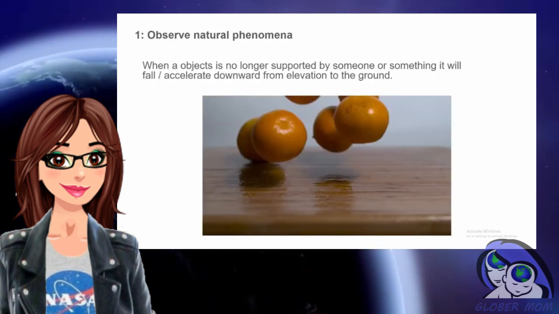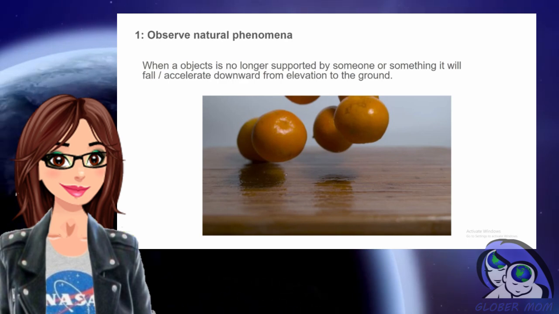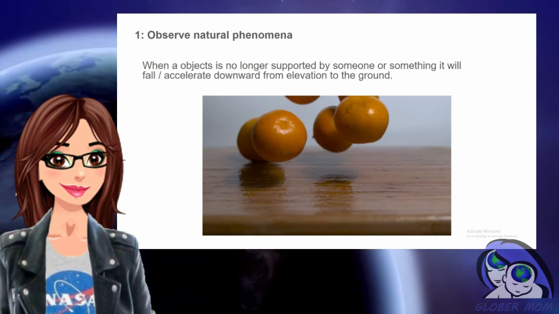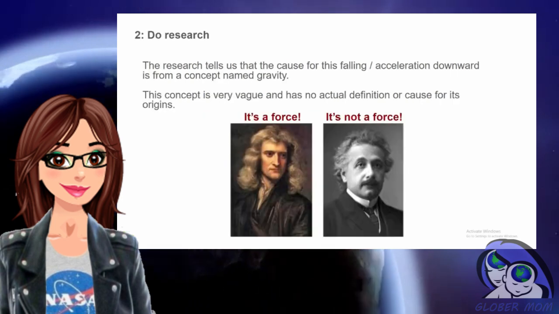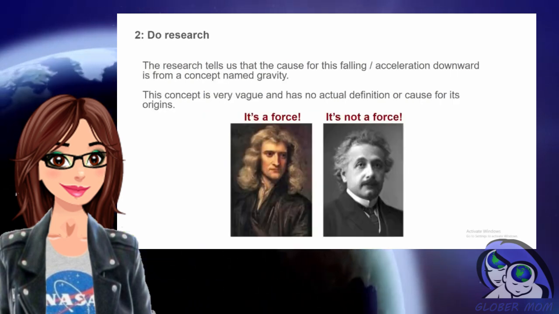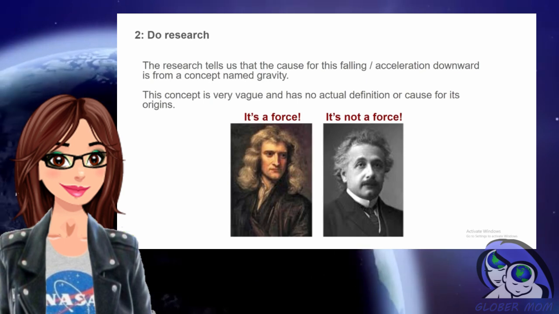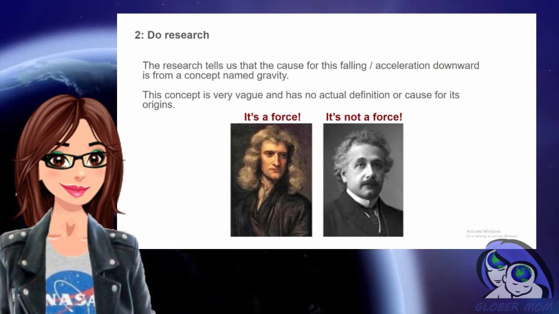Okay, let's move on to observe natural phenomena. When an object is no longer supported by someone or something, it will fall, accelerate downwards from the elevation to the ground. So this would be me picking up an orange and letting it go, and it falls to the ground. This is the natural observed phenomena. Number 2, we do research. What was the research based on this phenomena? The research tells us that the cause for this falling acceleration is from the concept named gravity.